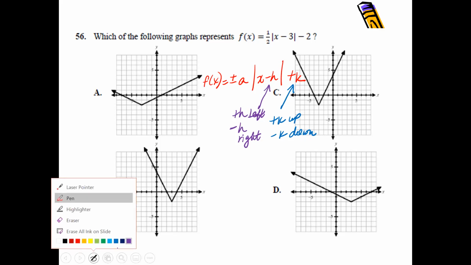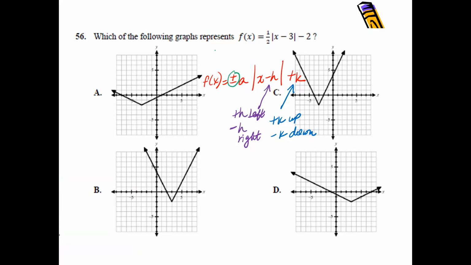Okay, next thing is your a, plus and minus. If it's a plus a, it's a happy face. If it's a negative a, it's a sad face, like that. Like one's going upward, the other one's going downward.